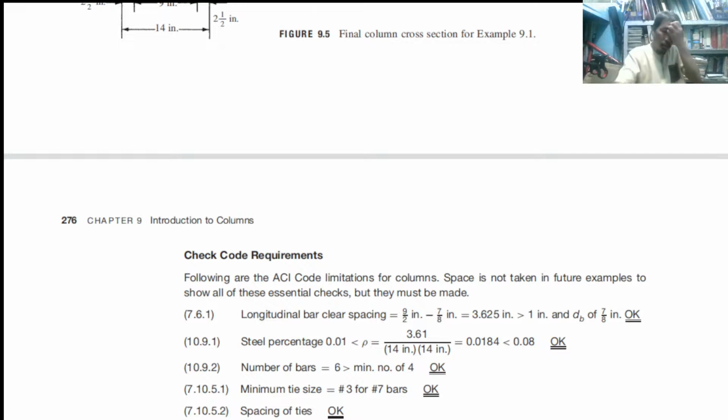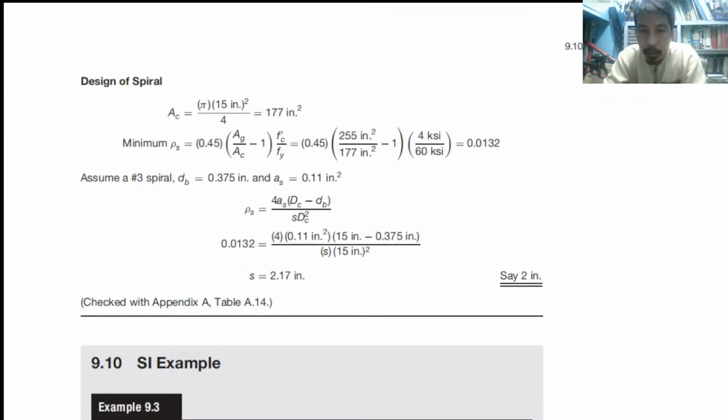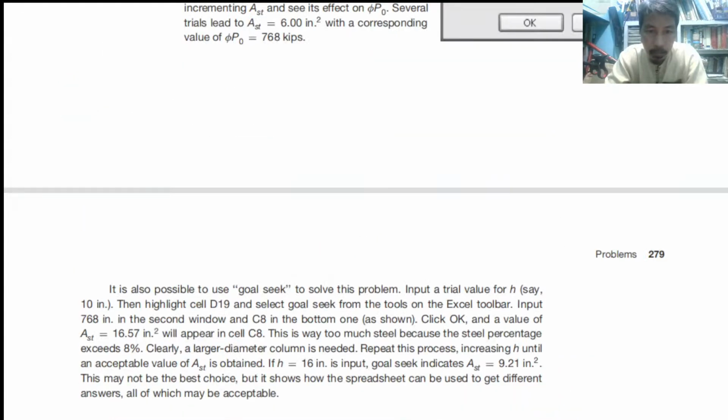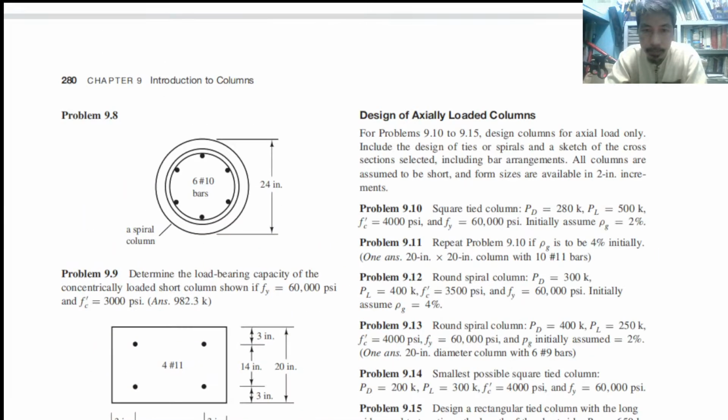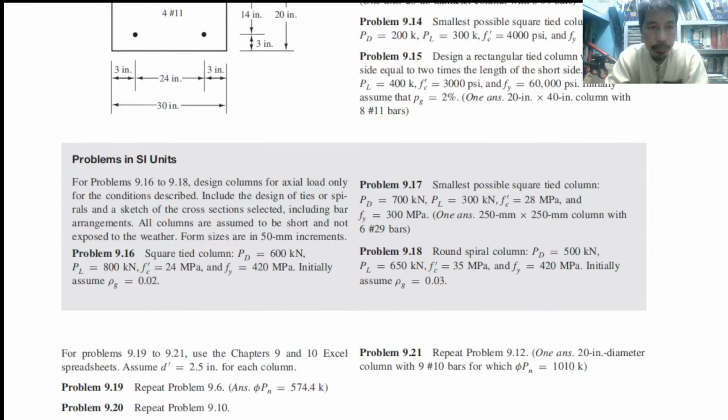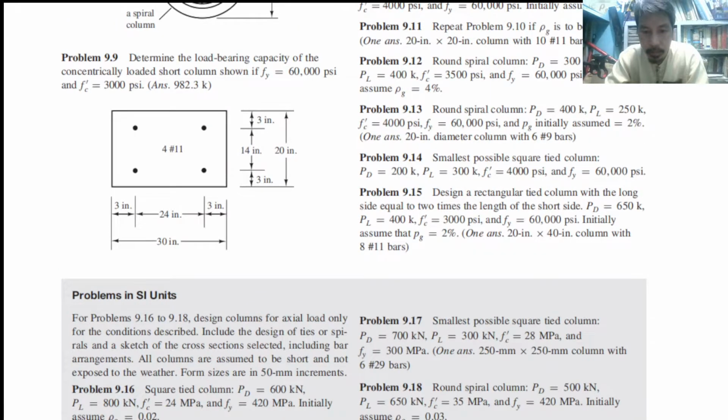So, we are through with the design of column. Any question? You have to practice solving. These are the practice problem solving. I will just post instruction on the GC.